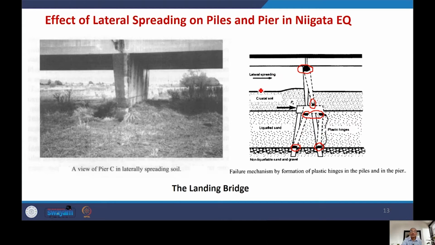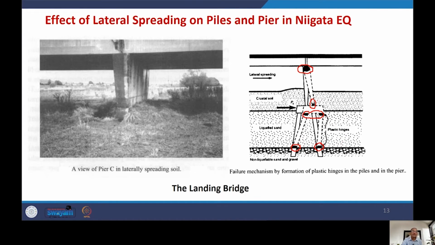What is the soil ground? You have liquefied sand here. The top layer is not liquefied. And then lateral spread. So what you have? This is the pile cap, right? The pile cap is embedded at the junction of liquefiable and non-liquefiable ground. Okay. So these plastic hinges get formed. As a result, the pile foundation failed, the piers failed, and this was the landing bridge. So performance was not good here again. This mechanism we are going to discuss in detail when we discuss the mechanism of single pile and pile group.